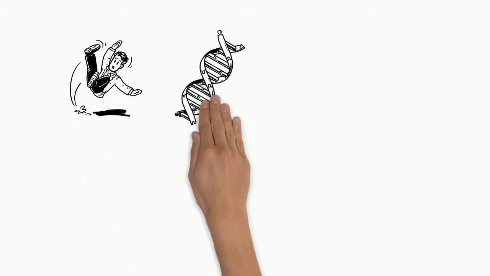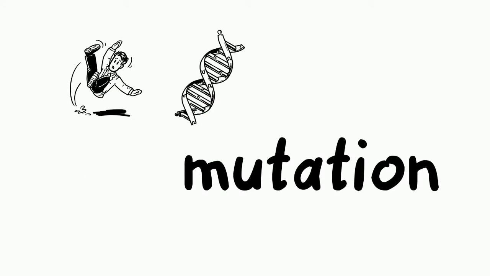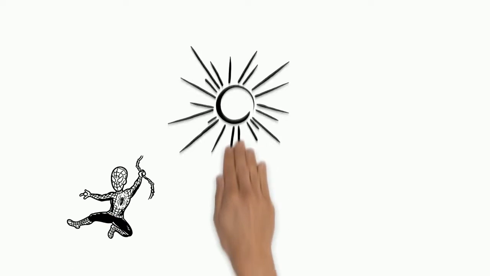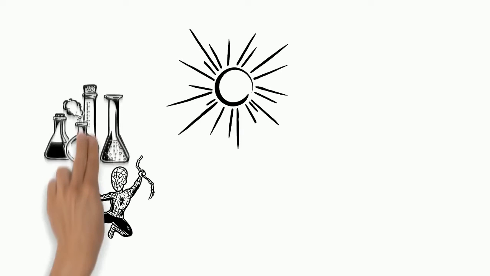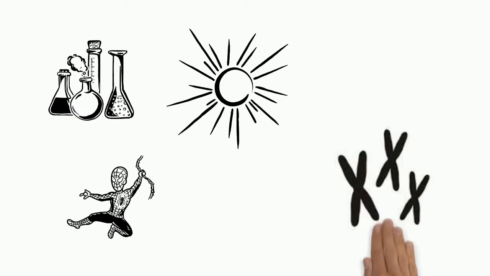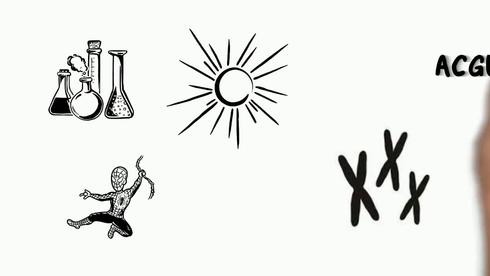Sometimes there's a mistake in the DNA. This is called a mutation. Mutations are caused by things called mutagens. These include UV radiation and some kinds of chemicals. A mutation can happen to whole chromosomes or to just a single base in the sequence.